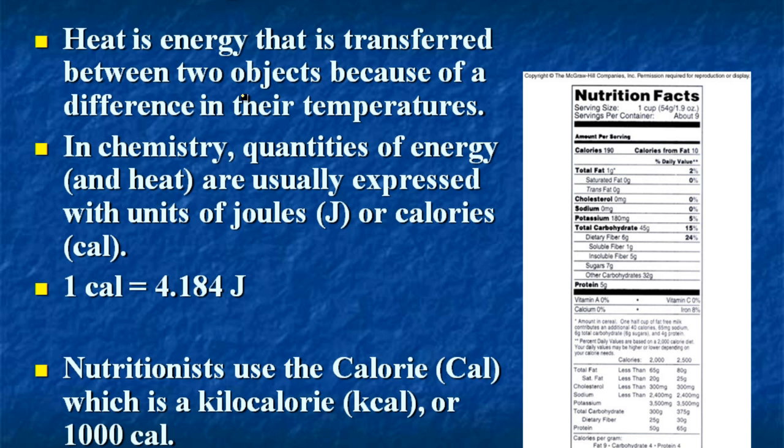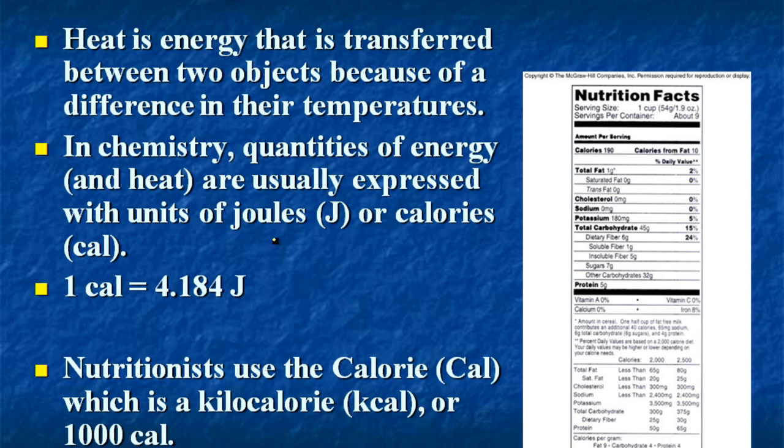Temperature is just a measure of how hot or how cold a substance is. But heat is a different quantity. There are no devices developed which can measure the heat. Heat is a quantity which you have to calculate. And in chemistry, quantities of heat or energy are usually expressed with the unit of joules.